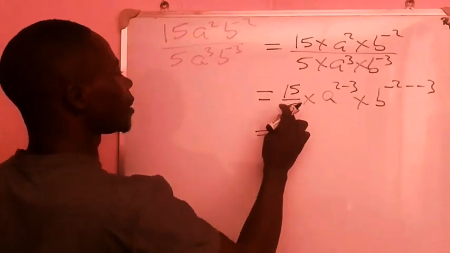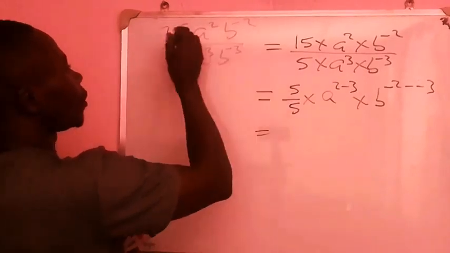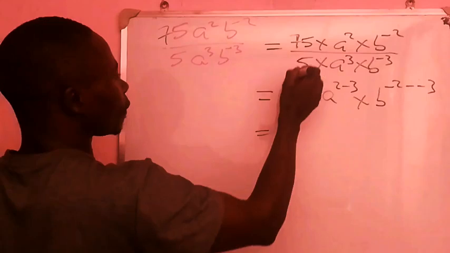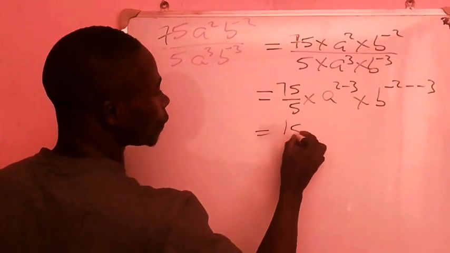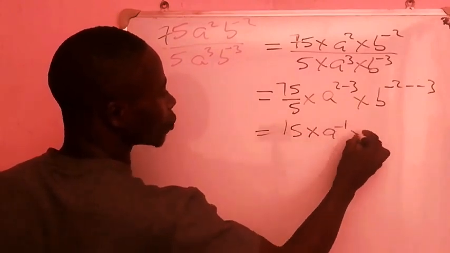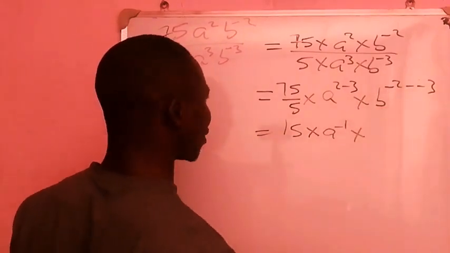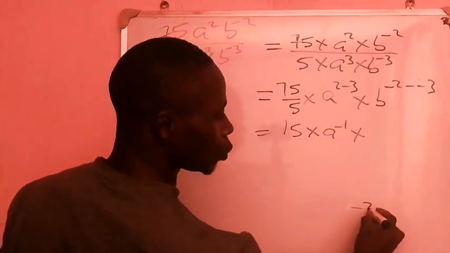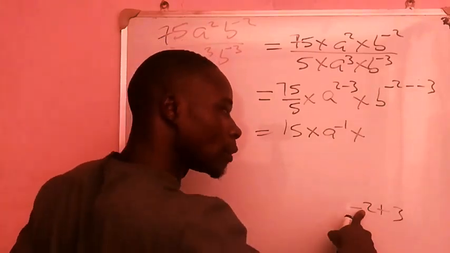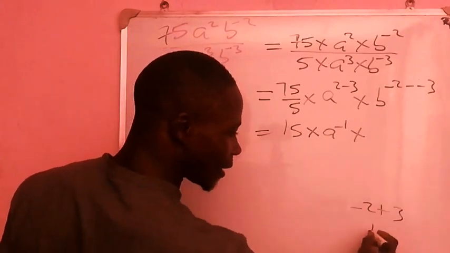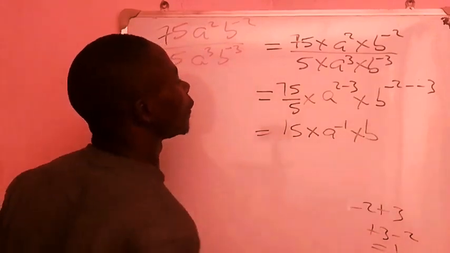So this will give us the same thing as 75. This is supposed to be 75, sorry, I didn't write it very well. 75 divided by 5 will give us 15 times a raised to the power of minus 1, times, minus 2 minus minus 3, which is minus 2 plus 3. That will give us 1. So here will definitely give us b.